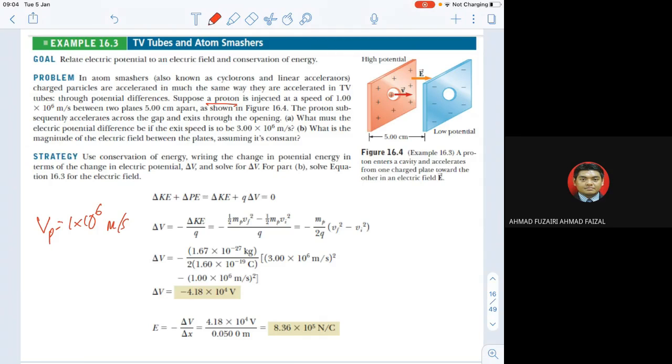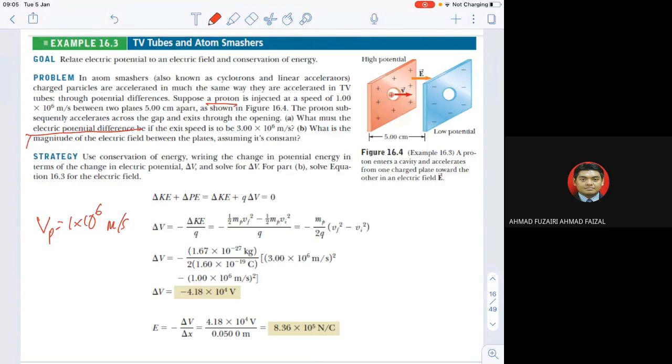What must the electric potential difference be if the exit speed is to be 3 times 10 to the power of 6 meters per second? Remember, underline the keywords here: electric potential difference.